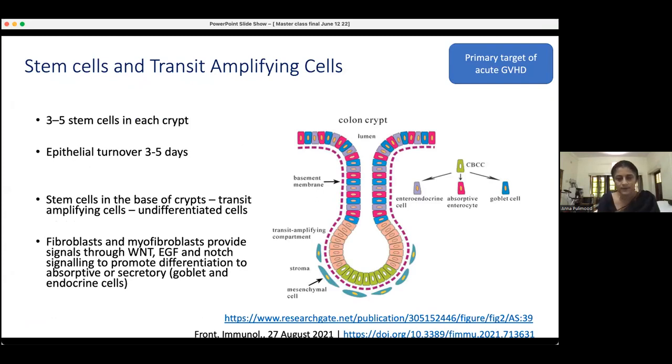There are 3 to 5 stem cells in each crypt base. You can't really see them on histology, but if you do special stains, you can identify them. They ensure that the epithelial turnover in the colon is every 3 to 5 days. And they give rise to the transit amplifying cells, which are influenced by the connective tissue or stromal cells around the crypt to differentiate into the different cell types.